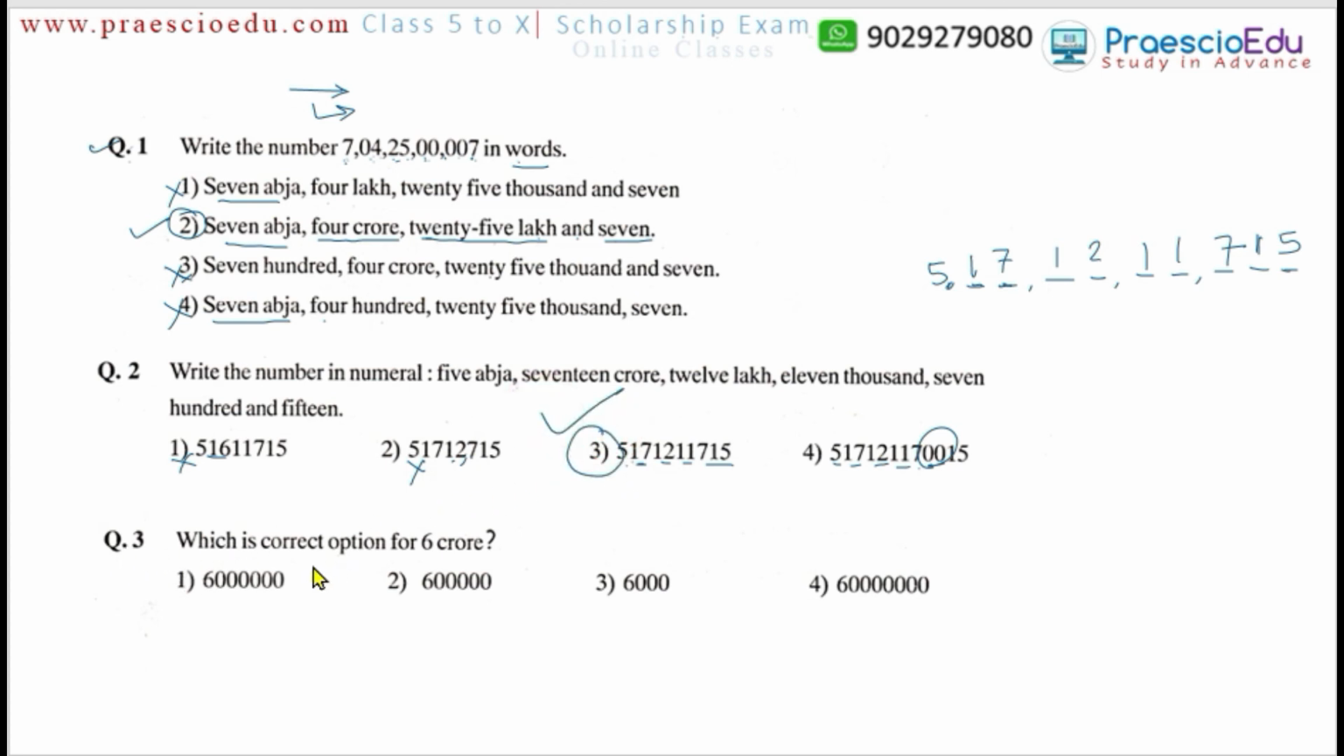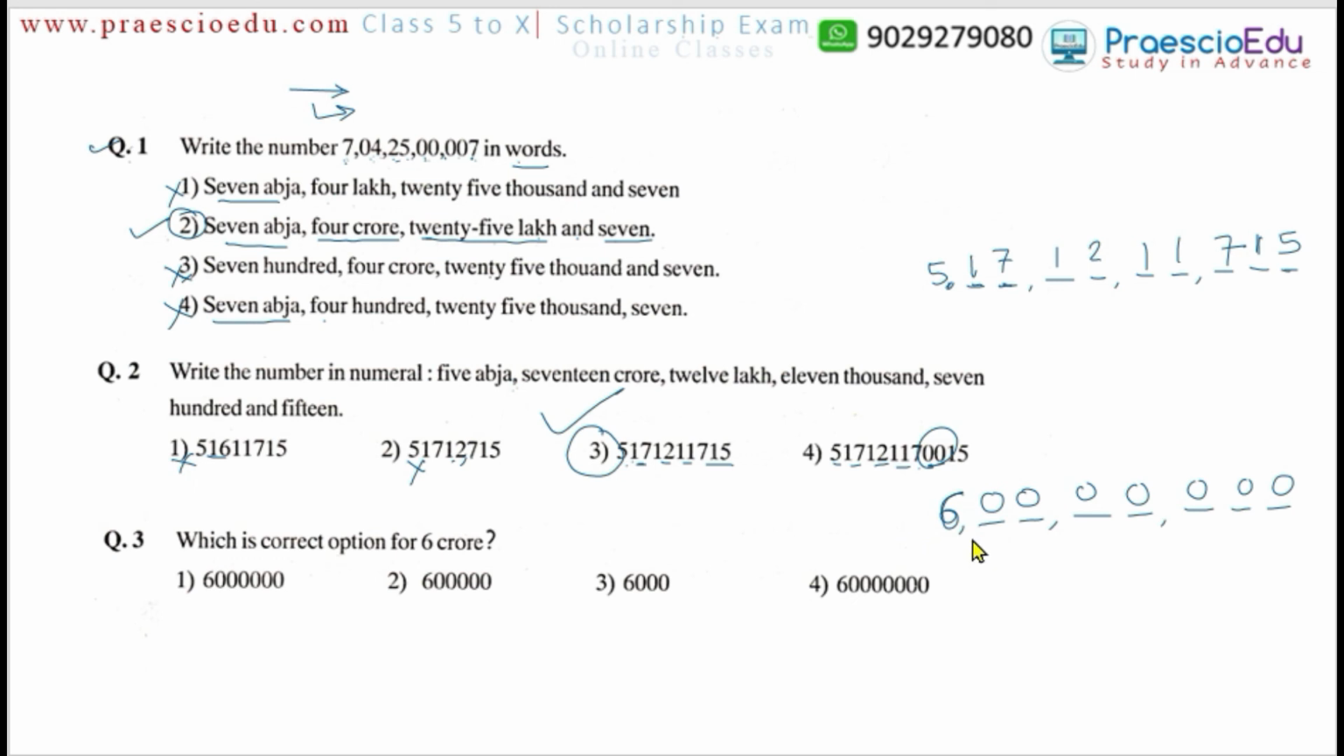Next question: which is the correct option for 6 crore? First we write down the 6, and this is the crore, so after the crore, 2 places for the lakhs, then 2 places for the thousands, and then 3 places will come. Now after the 6 crore nothing is mentioned, which means there are zeros. So all the place values maintain the face value of 0.